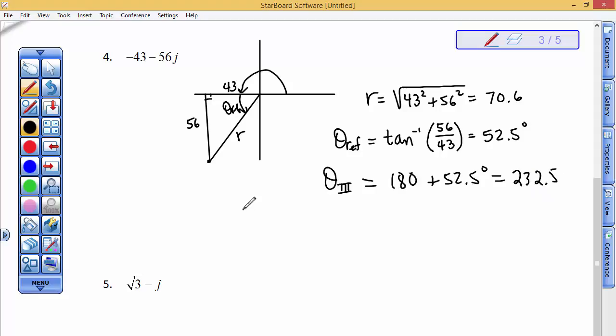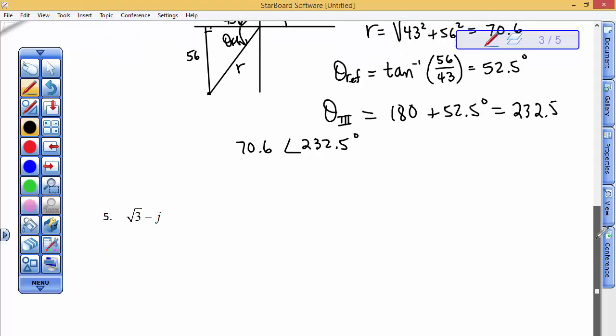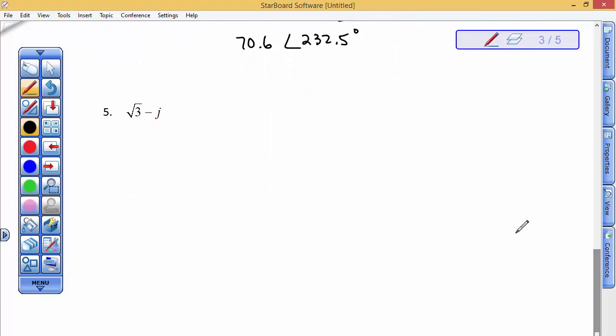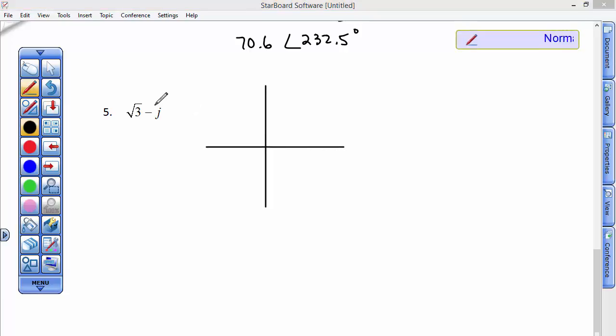I'd like to squeeze this one in. So the square root of 3 is a positive number in the x direction, but the minus j is a negative 1. So the square root of 3 is about 1.7. So I'll go to the right there and go down 1. And here is my vector. So again, this vector has an x value of the square root of 3 and a y value of 1.